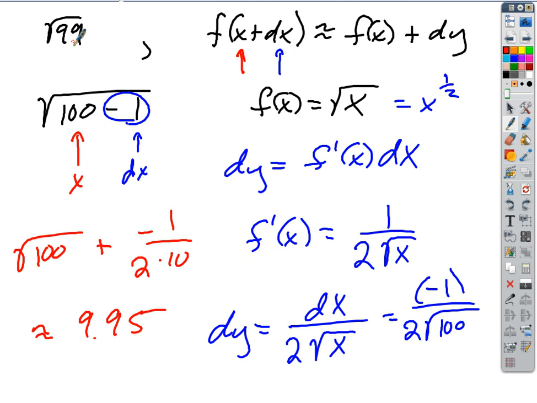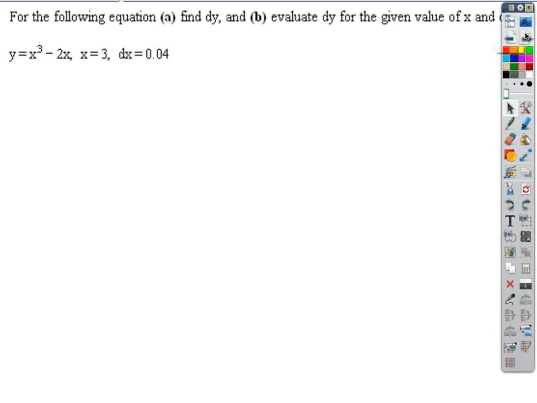Okay, in the following equation, find dy and evaluate dy for the given value of x and dx. That's really no big deal. What do we do there? I mean, we just find the differential form of the derivative and plug stuff in, right? The differential form of the derivative here, this ends up being a really simple problem. dy is just the derivative times dx, right? Well, what's the derivative of that function?